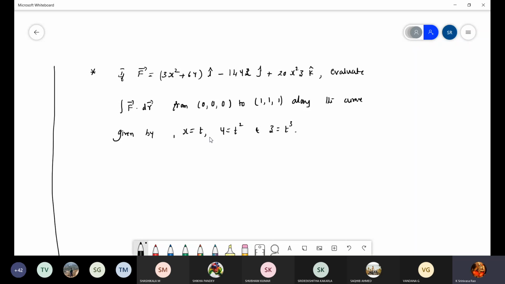Actually, t varies from where to where, it is not given. What's the limit you should take? 0 to 1 only. 0 0 0 is nothing but the initial values of x y z, and the final value of x y z is 1 1 1. Since x y z are in terms of t, you will get 0 to 1 only. If x is equal to t, when x is 0, t is also 0, and when x is 1, t is also 1. Same way for y and z also. Even though it is not given particularly for t, you should take it as 0 to 1 only.